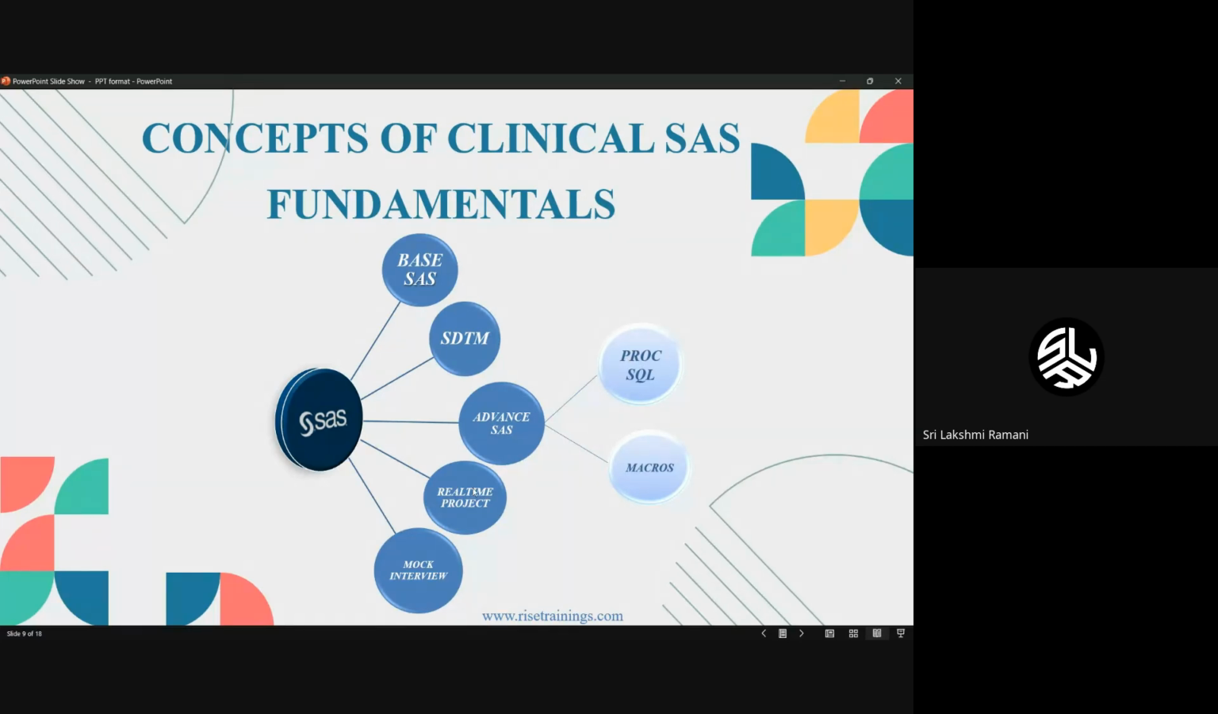And we will provide real-time projects, two real-time projects, and we will provide free mock interviews also. And one thing is not mentioned in the slide, but we will provide the resume template for free. We will definitely provide the resume template for free. I hope you are clear in this slide. In this course, we will be discussing the base SAS, SDTM, advanced SAS. In advanced SAS, we will be discussing proc SQL, macros.